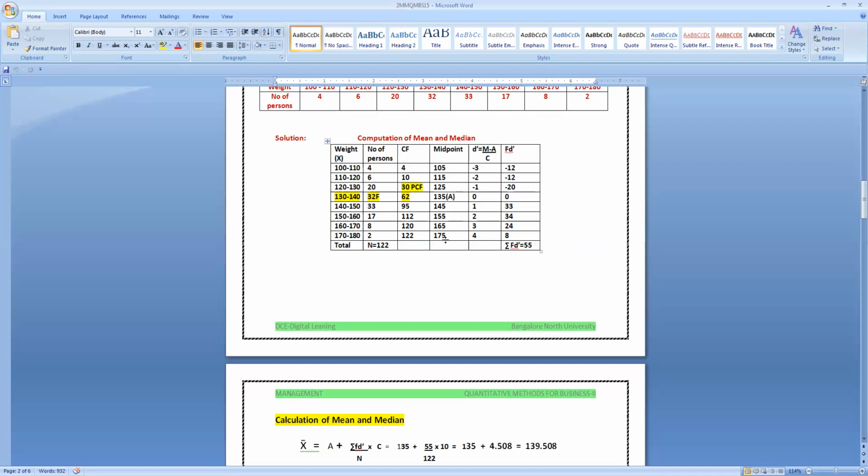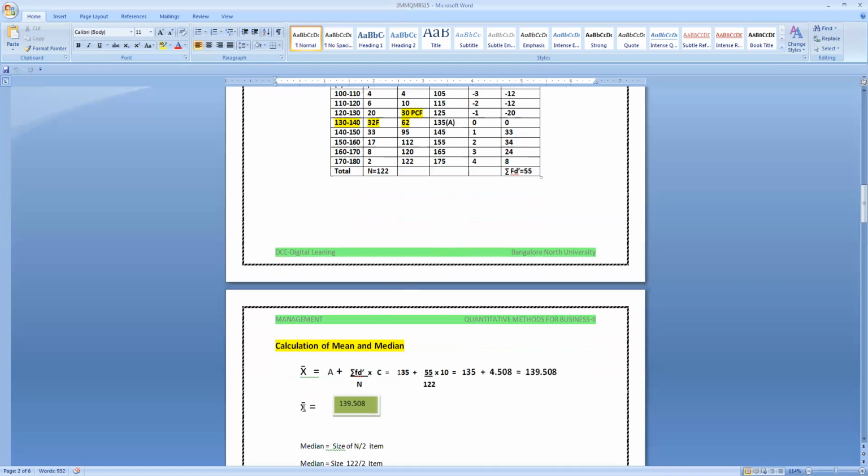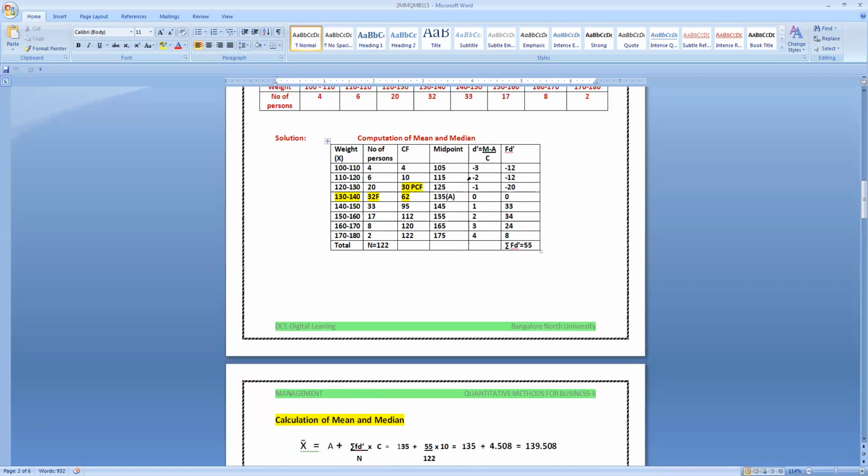So we require to calculate the d dash value, because the formula is mean equals a plus sigma f d dash by n into c. The d dash value, if you multiply with f, will give f d dash. Let us first calculate the d dash value. Here we have taken the value of a as 135 from the midpoints. So d dash is the midpoint minus the assumed mean divided by c. So 105 minus 135 divided by c, where the c value is 10, gives minus 3.